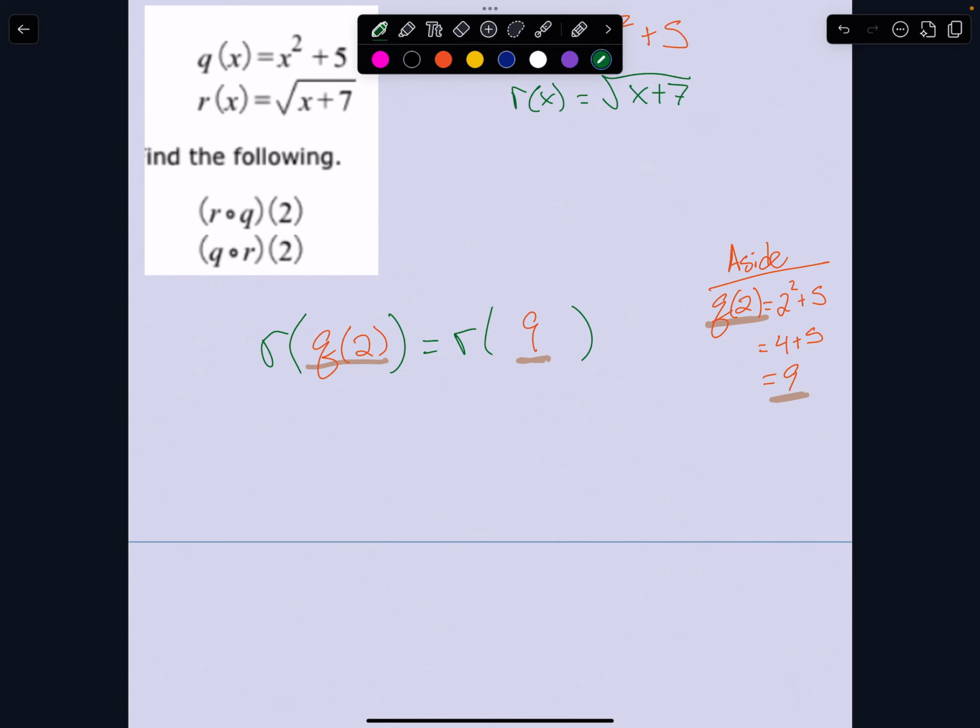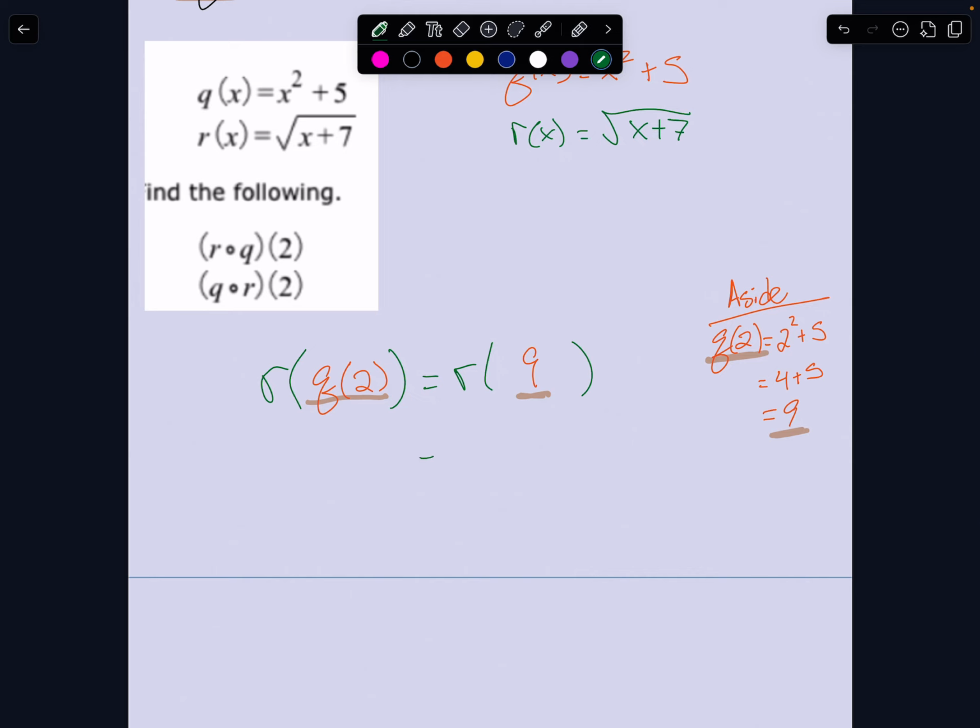So now this is really the question, r of 9. So what's r of 9? Well, this is equal to the square root of 9 plus 7, right? Because I'm taking this guy, r of x, and I'm plugging 9 in. So again, simple substitution, right? I'm replacing r for what it's equal to, yeah?